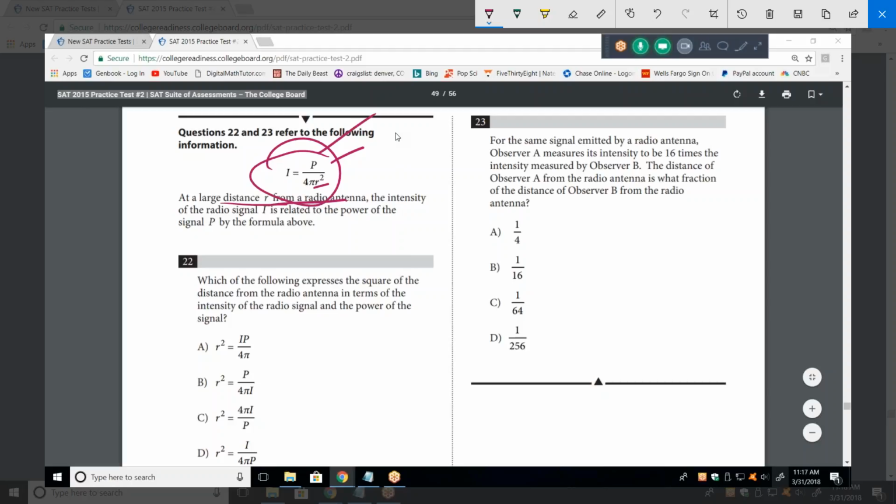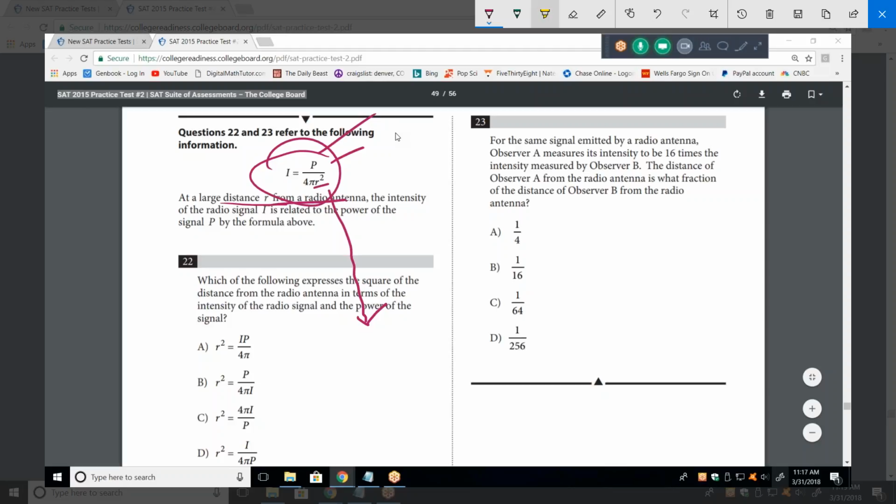What's the first step? Starting with that, what's the next line you're going to do in order to solve for r squared? How do you start? First rule of solving equations: get rid of your denominators. How do I get rid of this denominator? Multiply by the reciprocal? No, you multiply by the denominator.